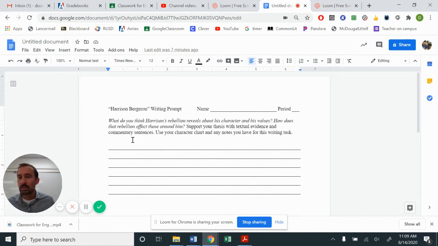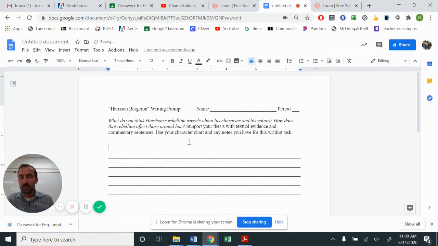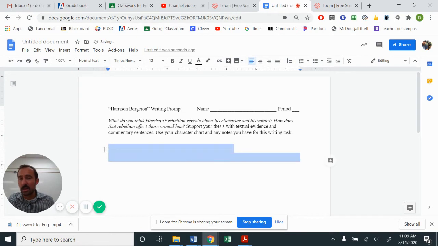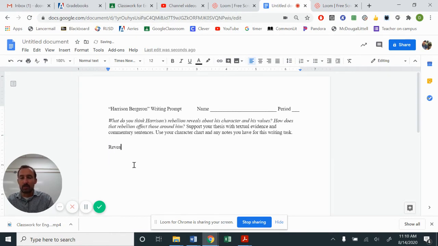Okay. What do we think reveals? I'm going to kind of just go down here. When you get your document, you'll have a chance to delete these lines. And I'm just going to make some notes for us. When we say reveals, what do we think that could infer? Reveal means to show something, right? To uncover. So what was his rebellion?